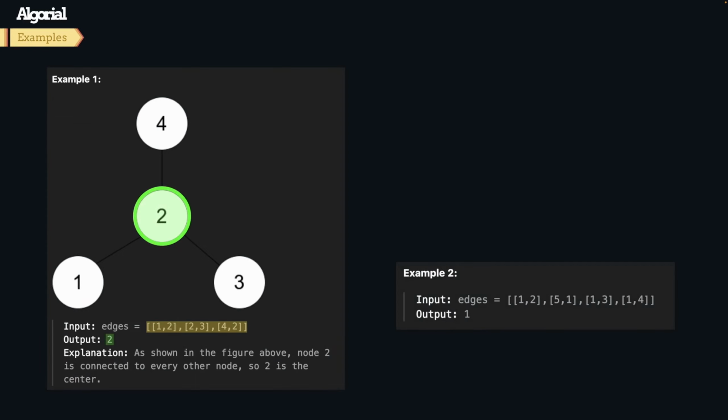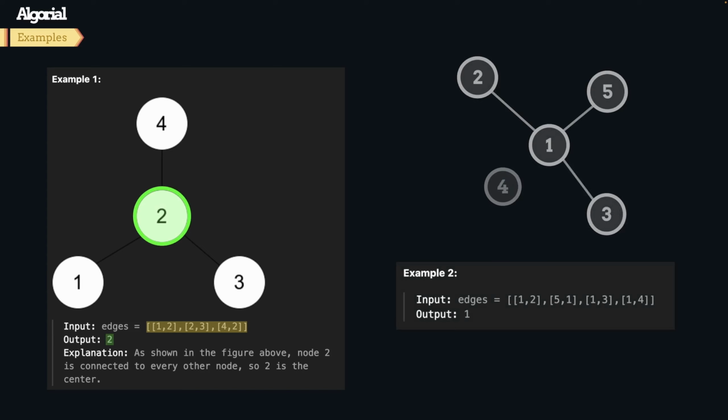Here's the second example. If we try to visualize this graph, we will have something like this, in which the center node is 1 right here. We will go through two different solutions, so let's see how we are going to solve this problem.